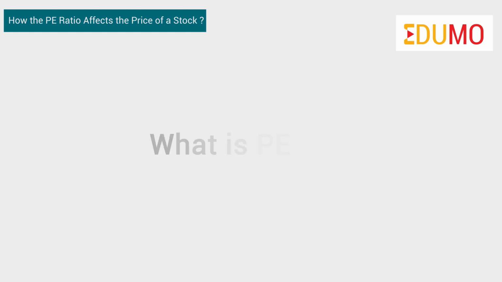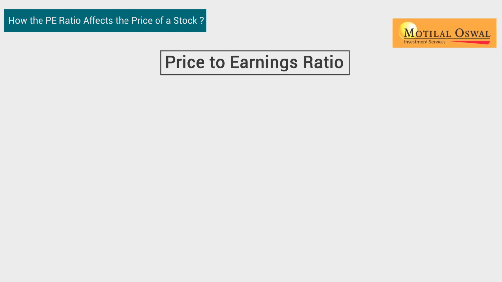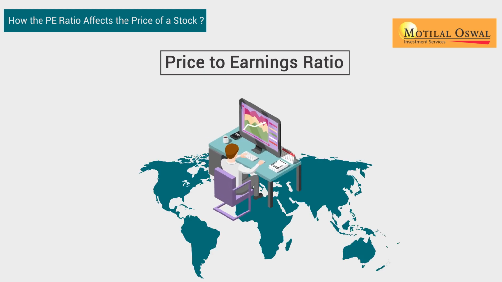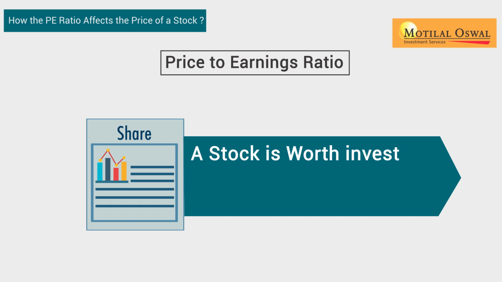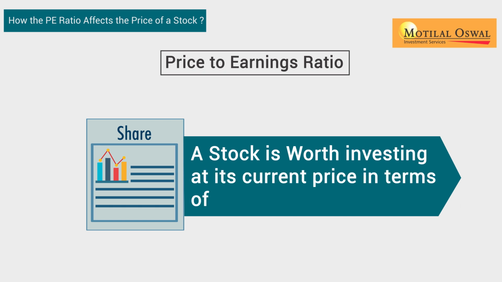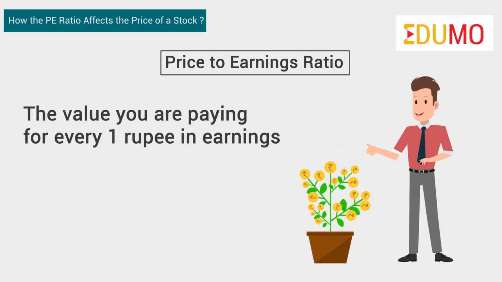PE ratio, or the price to earnings ratio, is one of the most widely used accounting ratios by investors across the globe. It reveals whether a stock is worth investing at its current price in terms of its earnings per share. In other words, it can be expressed as the value you are paying for every 1 rupee in earnings.